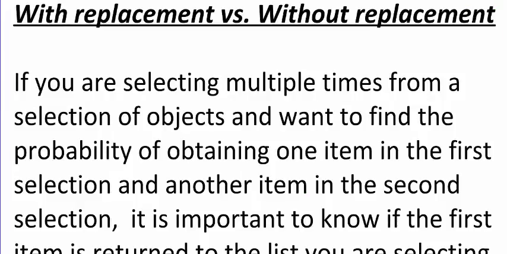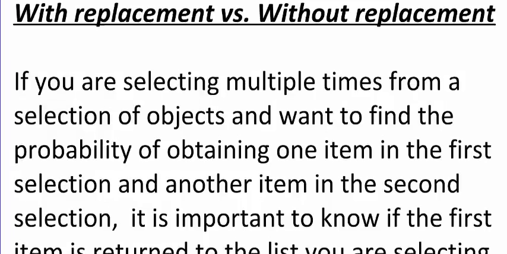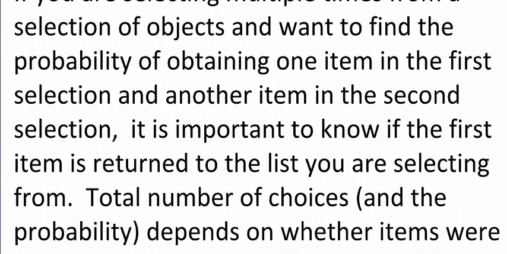All right. At some point, we're going to be doing some probabilities where we might not put the items that we're taking out back. So knowing whether it's with replacement or without replacement is going to affect what your probability is going to be. So if you're selecting multiple times from a selection of objects and want to find the probability of obtaining one item in the first selection and another item in the second selection, it is important to know if the first item is returned to the list you are selecting from.